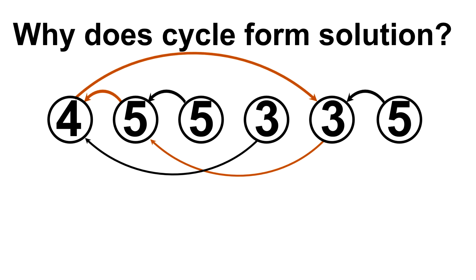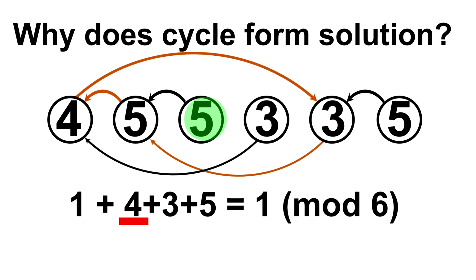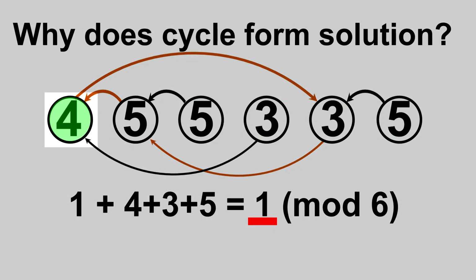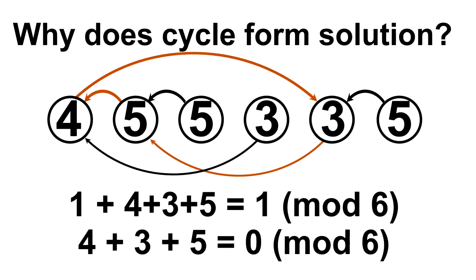Now we go to why the cycle forms a solution. Let's see what actually happens in the given example. We start at the first node, then move by 4 positions, then by 3, and then by 5, and we come back to the first node, everything modulo 6. If we remove 1 on both sides, we will get zero sum.